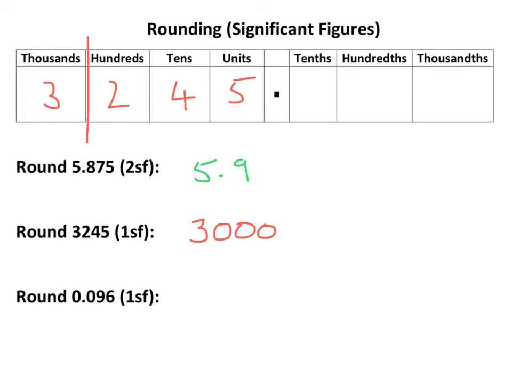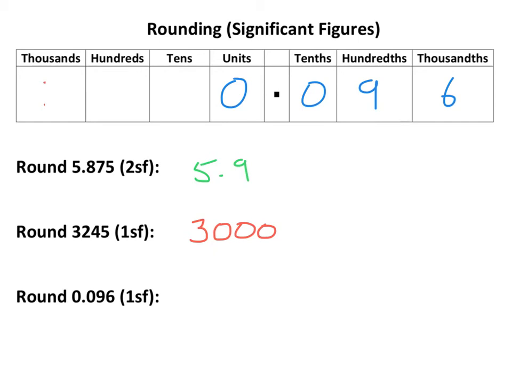Okay, right, get my rubber out again, here we go. There we go. And I'll do the final one in blue. Okay, so blue, it says 0.096. That says round that to one significant figure.